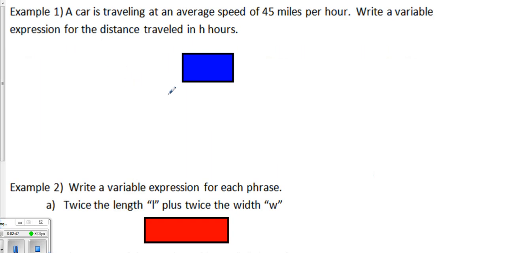So let's look over some examples. It says a car is traveling an average speed of 45 miles per hour. Write a variable expression for the distance traveled in h amount of hours. Well, if we're going 45 miles every hour, and we're going to be traveling for h number of hours, to find out our total distance, it'd be 45 times h. We can write this out as 45h. So this would be our variable expression for the distance. Now if you want, you can write it out as 45 times h, but it's easier just to write 45h. That'll account for everything.